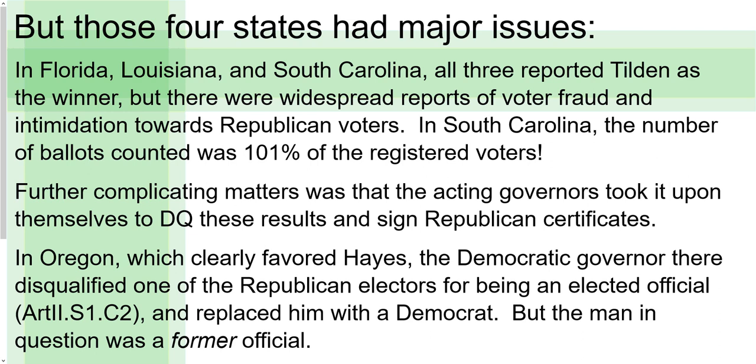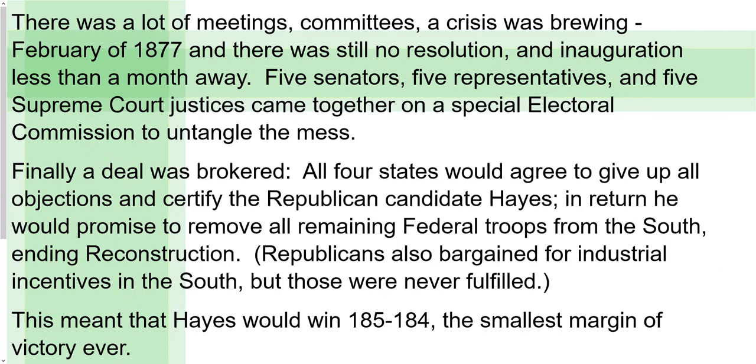And so two separate sets are sent. The governor sends two Republican electors and one Democrat, but the Electoral Commission for the state of Oregon tries to override him and send in three Republican votes as they should. Okay, so this became a giant mess. A lot of meetings, committees, crisis is starting to brew. In February of 1877, there's no resolution. Inauguration is less than a month away. Back then it was in March, not January. If it were in January, he'd be in a lot of trouble.